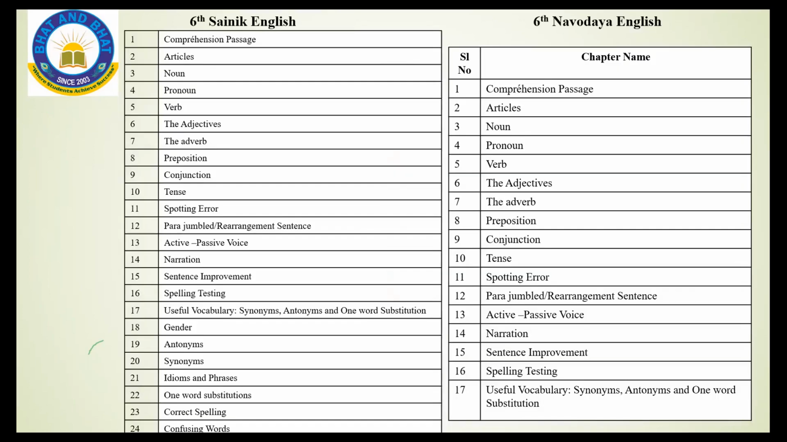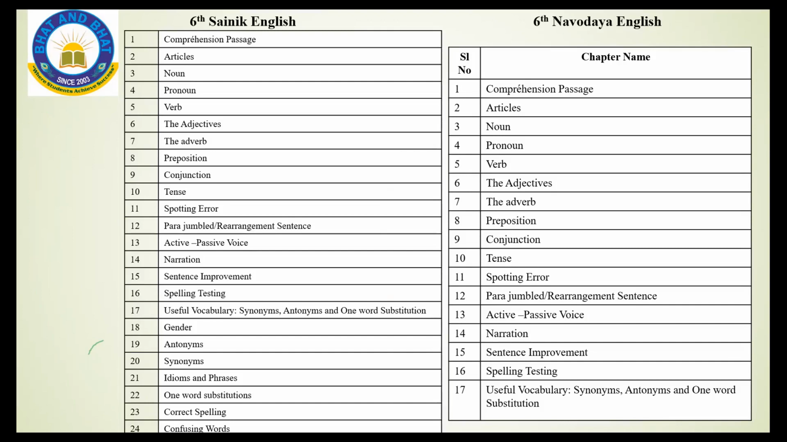Yes, in English also it is almost the same. Only the grammar part makes sure that the students need to be aware of all the grammar questions like articles, nouns, pronouns, verbs, adverbs, adjectives, everything. Whatever we studied for the Sainik, the same questions will be there. The questions might be more difficult in the Sainik when compared to Navodaya, but the topics covered are almost the same here.